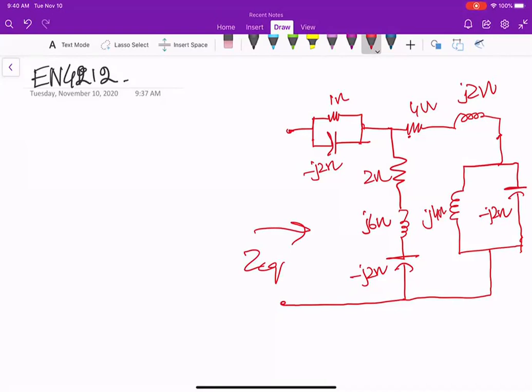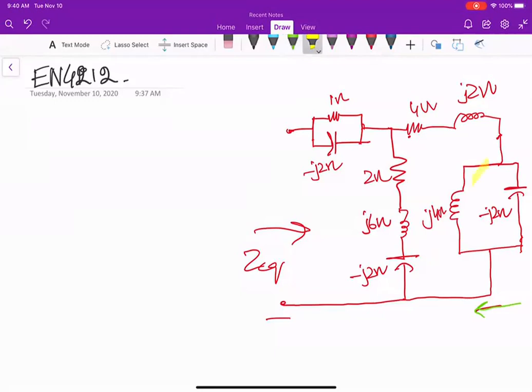Okay, so now if you see the circuit, when we try to find the equivalent impedance, we just don't want to start from the middle. We start either from here or here. So in this case, I want to start from here and try simplifying it.